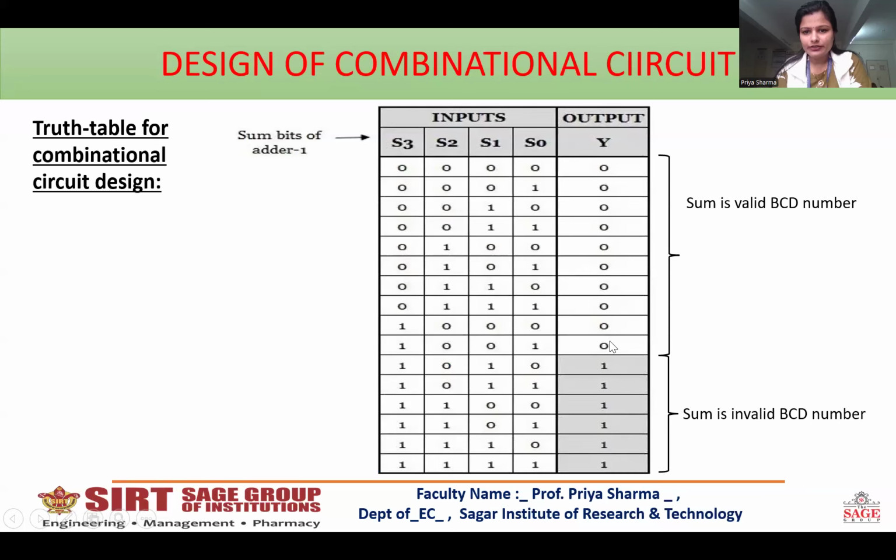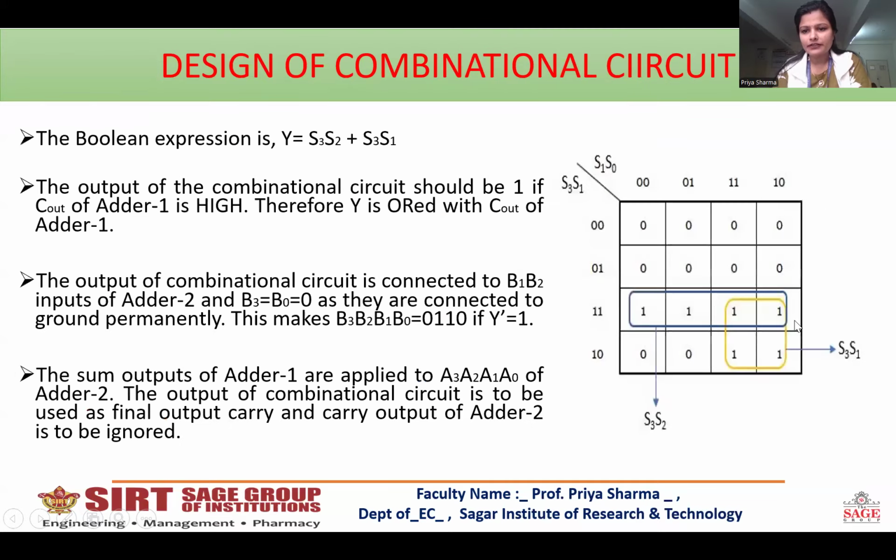If y is 0, that means the BCD number is valid. But if y equals 1, the sum is invalid and it needs correction. After seeing this truth table, we will solve it using a K-map. After solving it, we get that the output y is S3 S2 plus S3 S1. K-map I have explained in the earlier lectures. The link is given in the comment box.